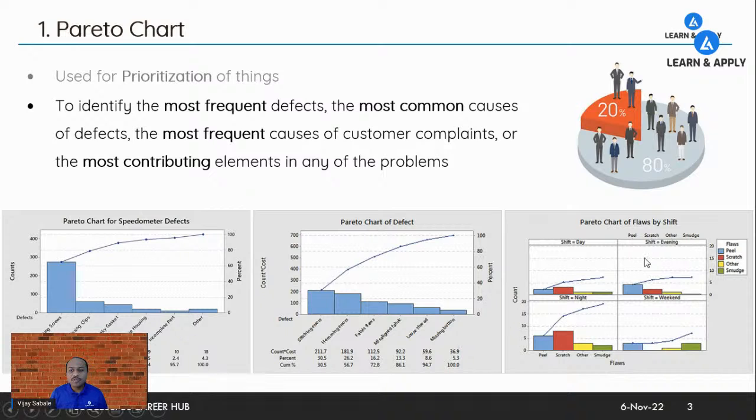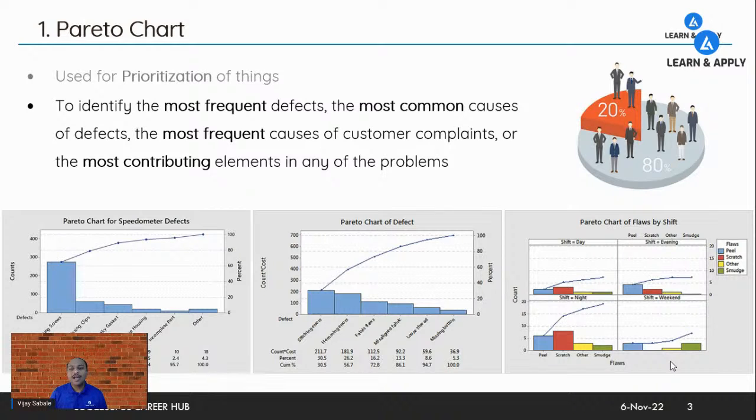There is also a third option, which is called a Pareto chart by variable. That means we can draw the Pareto chart by one variable that we are going to look into, and we can see what pattern emerges. For example, here we can see shift. If you draw different Pareto charts for the day shift, evening shift, night shift, or the weekend, then we can get the results in the same Pareto chart by these variables. So this is called a Pareto chart by variable. This is again a very important variation of the Pareto chart that we must use.